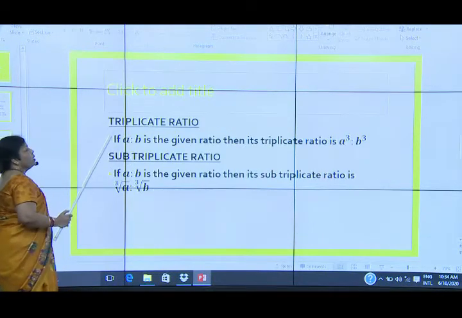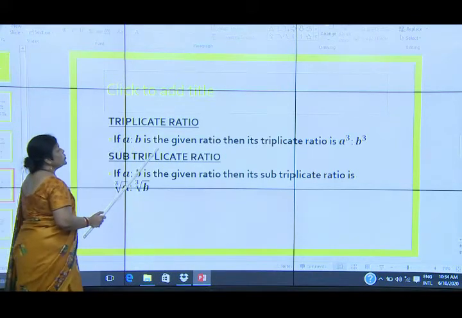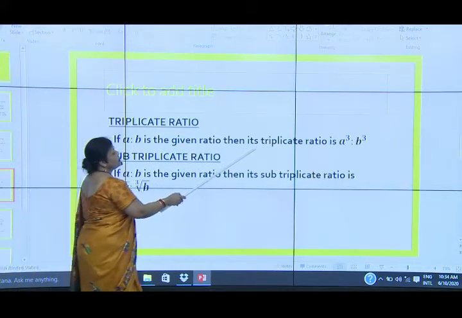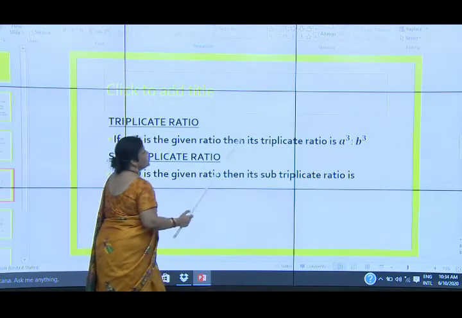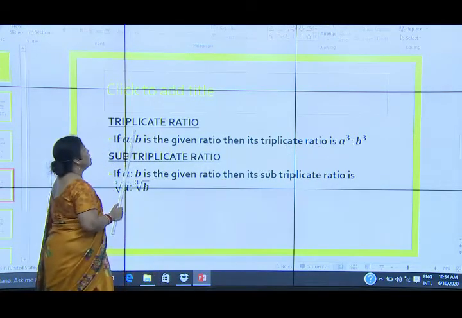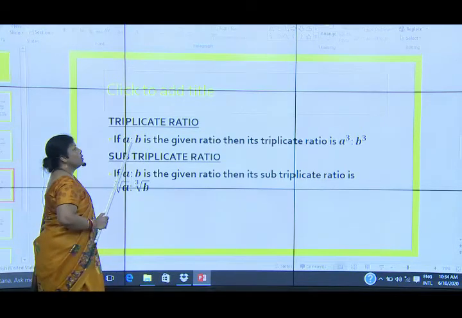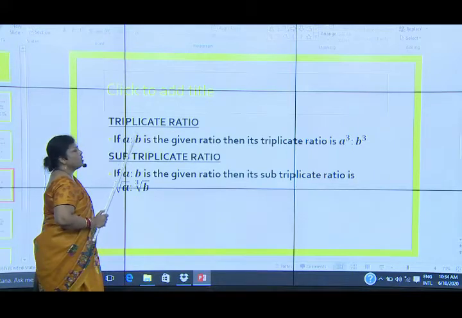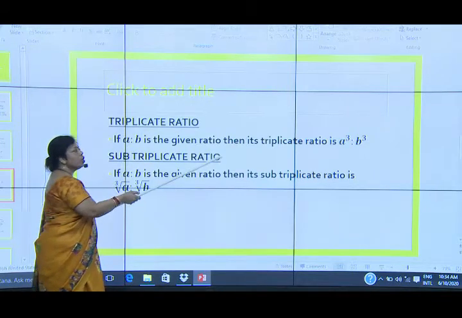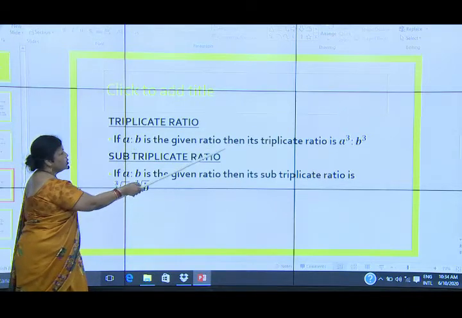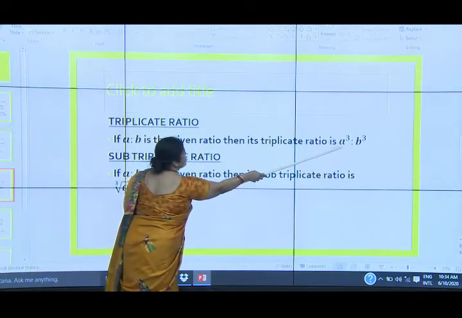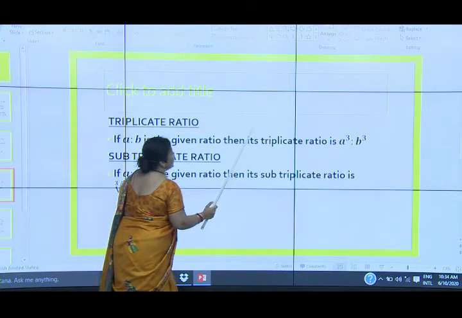Triplicate ratio. If A is to B is the given ratio, then its triplicate ratio is A cube is to B cube. Now what are we doing? We are doing the cube of the given ratio. If A and B are the given ratio, then we are doing the cube of that. It becomes A cube is to B cube. So A cube is to B cube is its triplicate ratio.